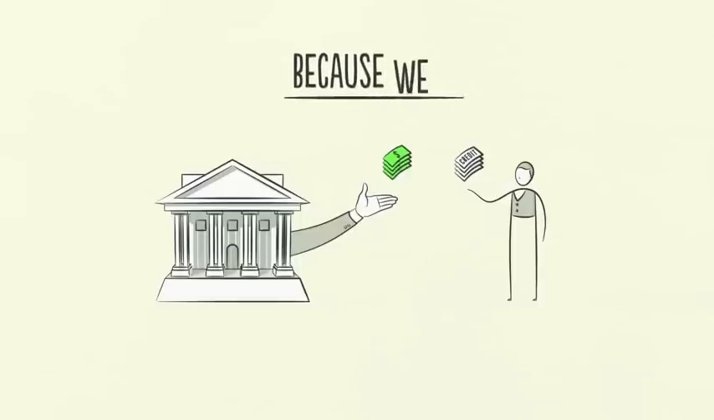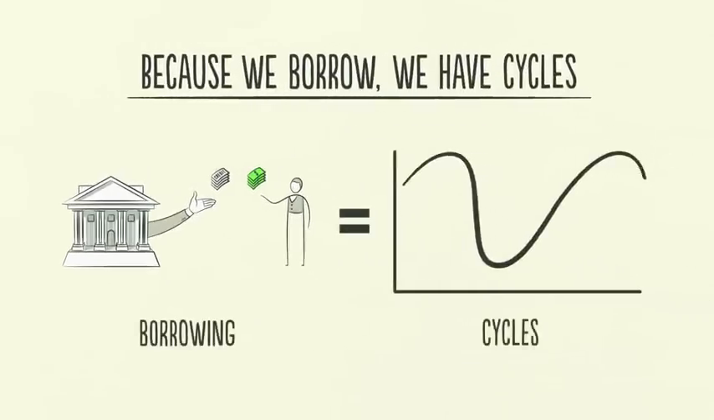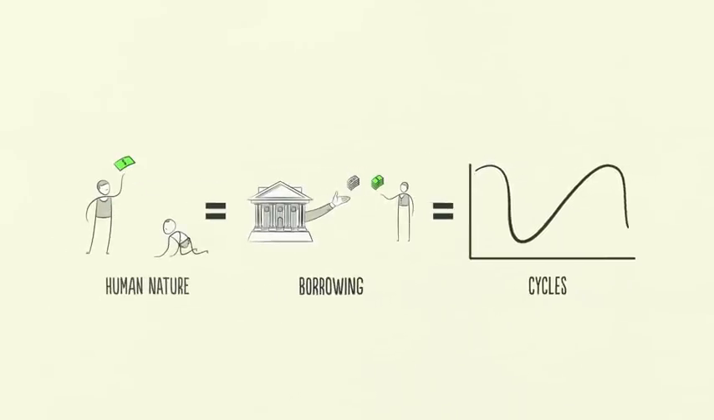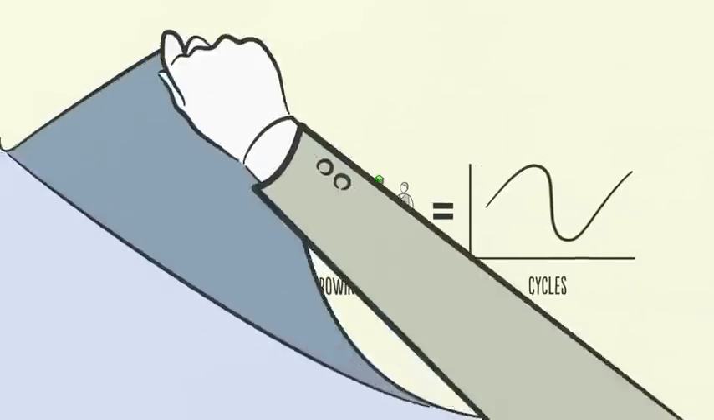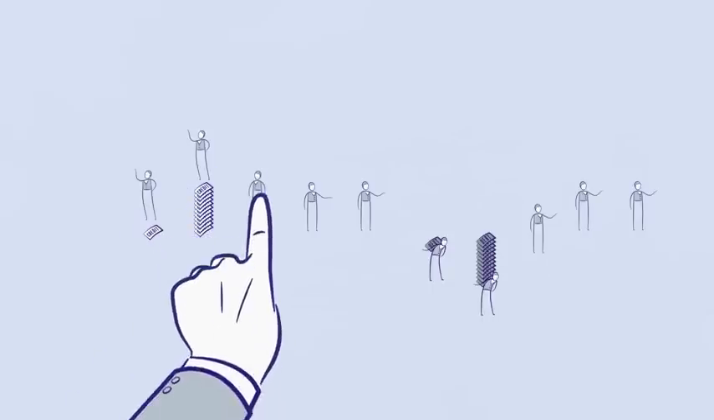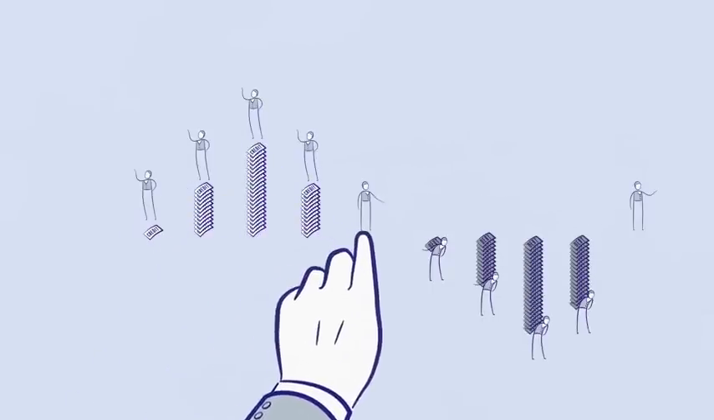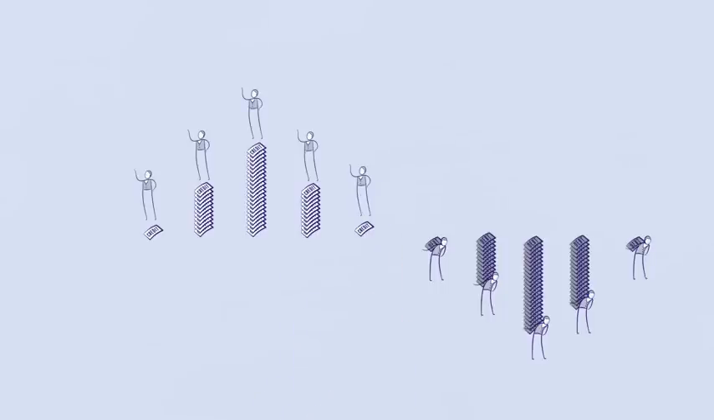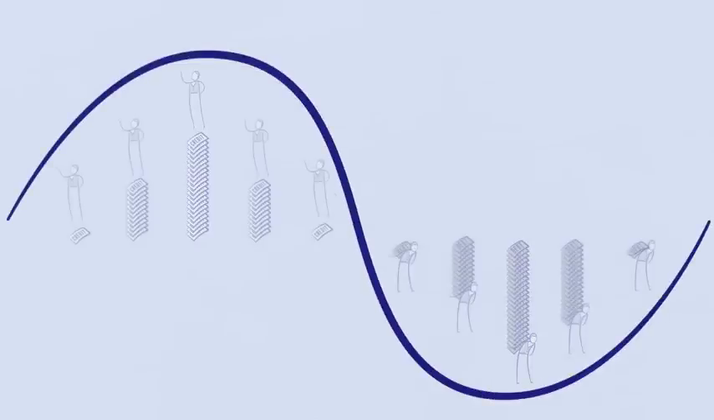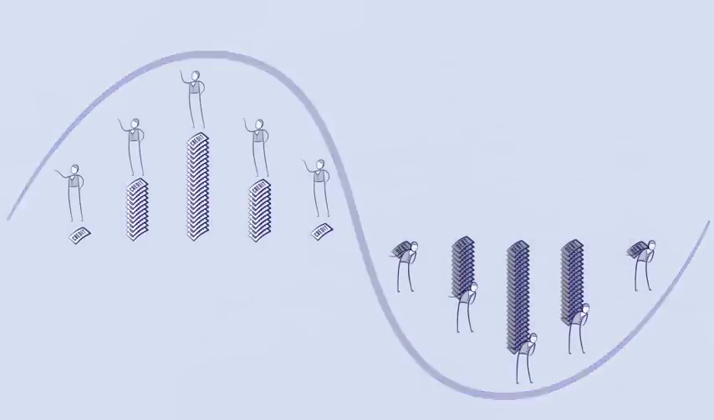But because we borrow, we have cycles. This isn't due to any laws or regulations, it's due to human nature and the way that credit works. Think of borrowing as simply a way of pulling spending forward. In order to buy something you can't afford, you need to spend more than you make. To do this, you essentially need to borrow from your future self. In doing so, you create a time in the future that you need to spend less than you make in order to pay it back. It very quickly resembles a cycle. Basically, anytime you borrow, you create a cycle.